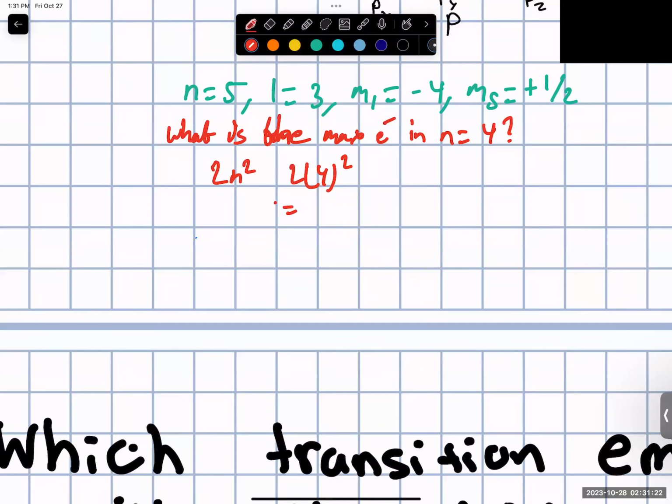4 squared is 16 times 2, so there's 32 electrons. Yeah, that's a true equation you got there.